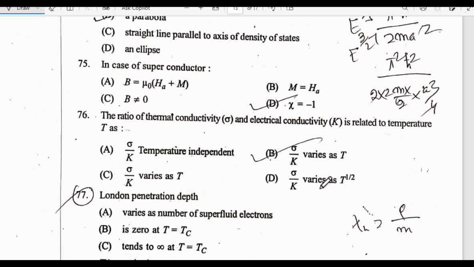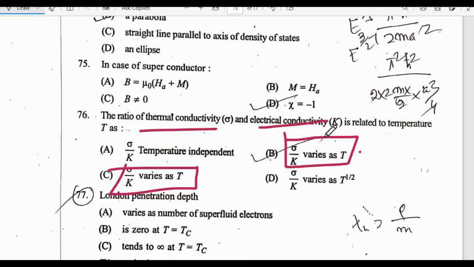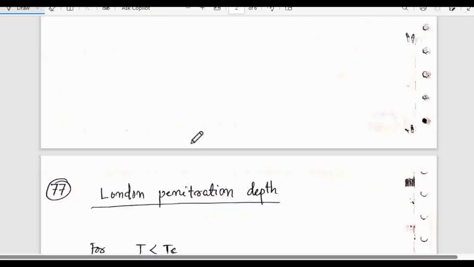So if you see clearly, option B and option C are repeated two times. Now we have to find the ratio of thermal conductivity and electrical conductivity. Now see the solution.